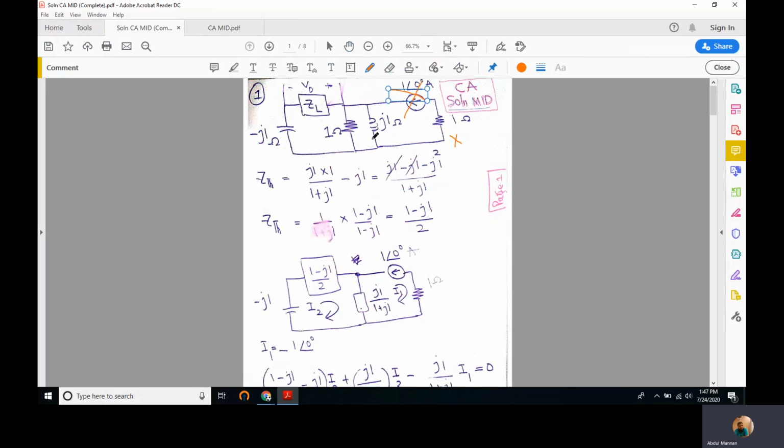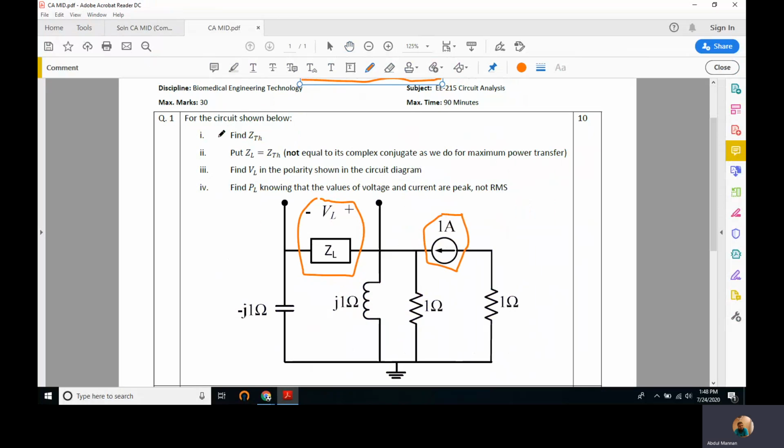Now we have only 1 ohm and J1 ohm in parallel that we have solved here, plus this minus J1 ohm would be in series with this parallel combination. So with this parallel combination, this is in series, so I solved it, and it comes out to be 1 minus J1 over 2 ohms. This is Z Thevenin.